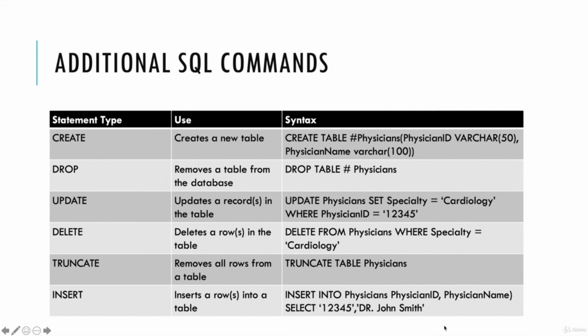In this case, we want insert into physicians, the column physician ID, the column physician name, and we're going to select two values: 1, 2, 3, 4, 5 as a physician ID, and Dr. John Smith as a physician name. Once we have run that, whatever was already in that physicians table will still exist, but now we'll have a new record with ID 1, 2, 3, 4, 5, and physician name Dr. John Smith.